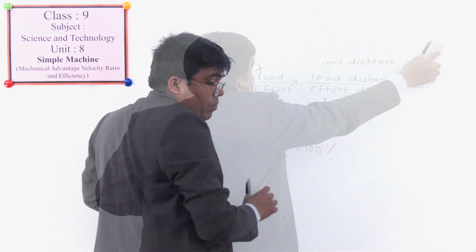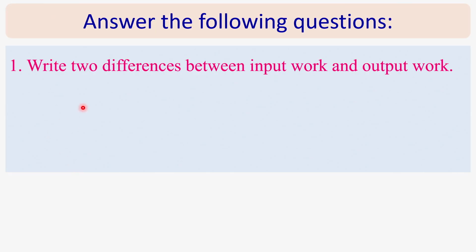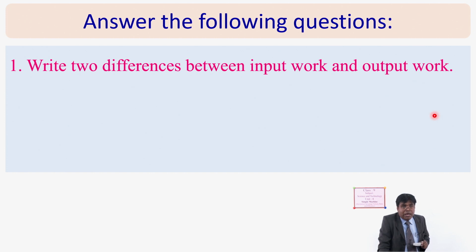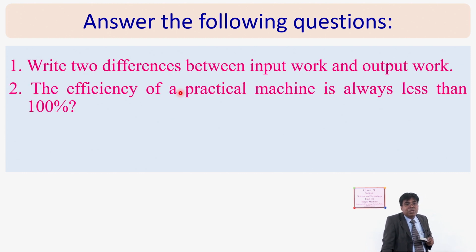Now one question here: write two differences between input work and output work. I think you are able to write about that. Write the definition of input work and output work, then input work less, input work more, output work less, and the formula. In the same way, efficiency of a practical machine is always less than 100%. The machines we use in our daily life are practical machines, and practical machines are affected by friction. Some of the energy is wasted to do work against friction, in the form of heat energy, sound energy, and other forms. That's why efficiency is less than 100%.